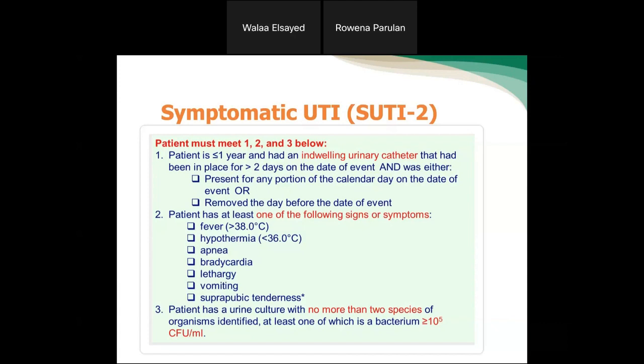The patient has a culture with no more than two species. Same is the criteria for the infection, that there should be not more than two species of the organisms, of the bacteria identified, with each more than 10 raised to power 5 of the colony forming units.